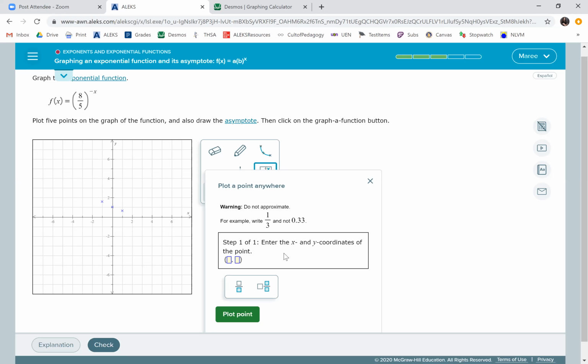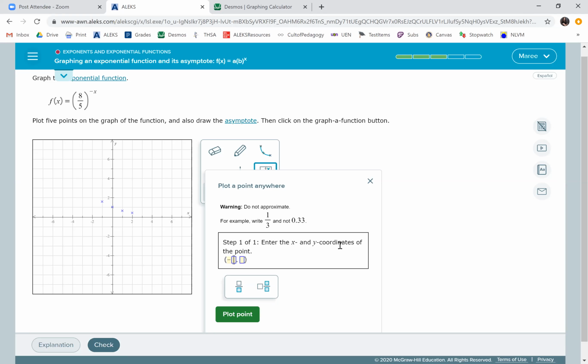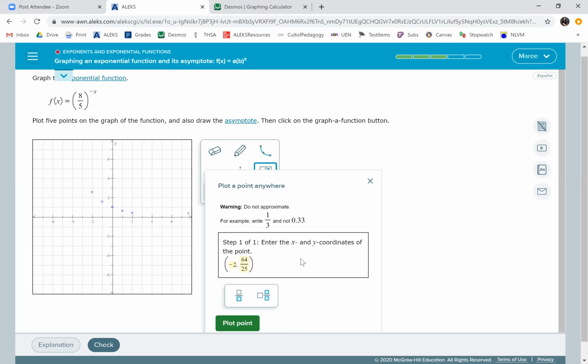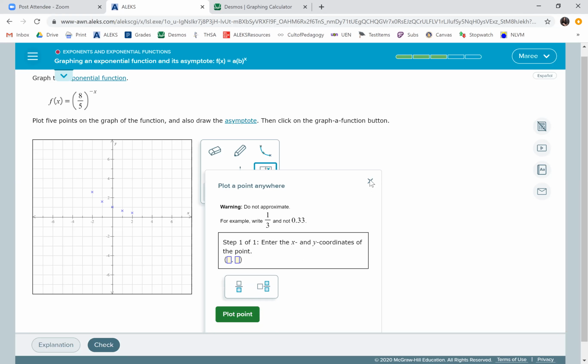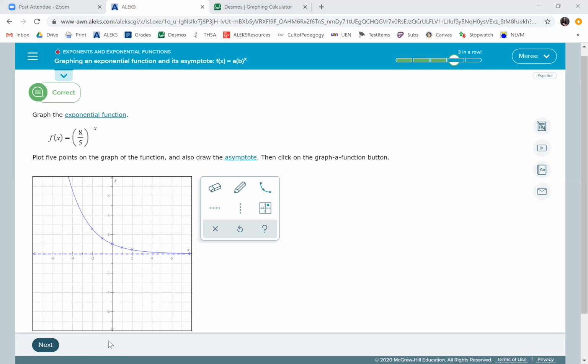Okay, and then when x is 2, we do the reciprocal, so 5/8 squared is 25/64. And then when x is -2, it's going to be the reciprocal, oh, I keep saying opposite. It's 64/25. There we go. Then again, y will never be 0. And we graph, and we're good. Okay, that's the end of the lesson.